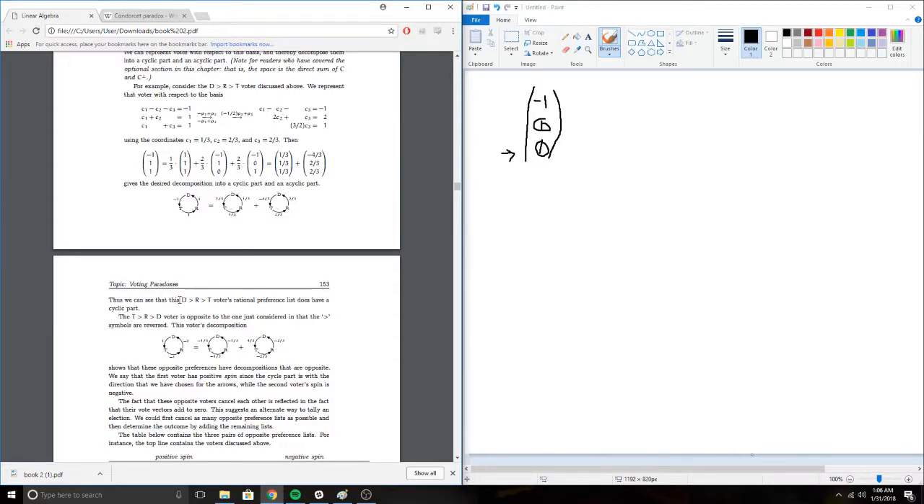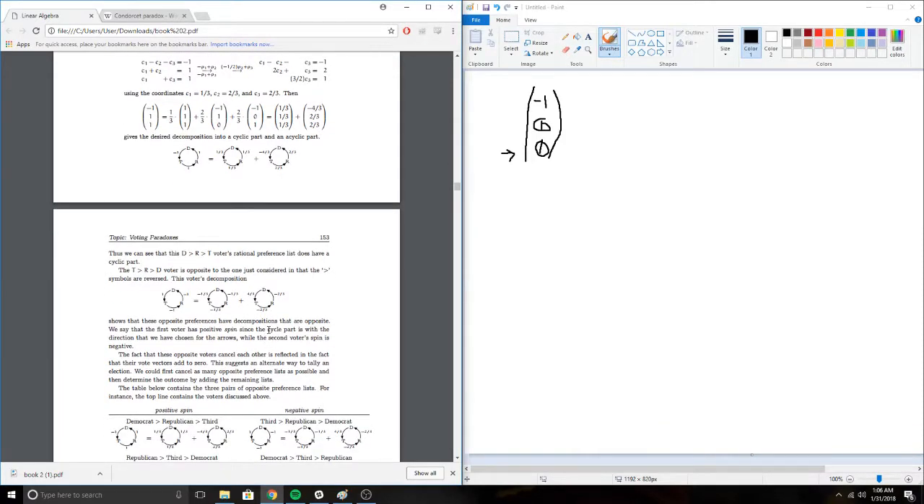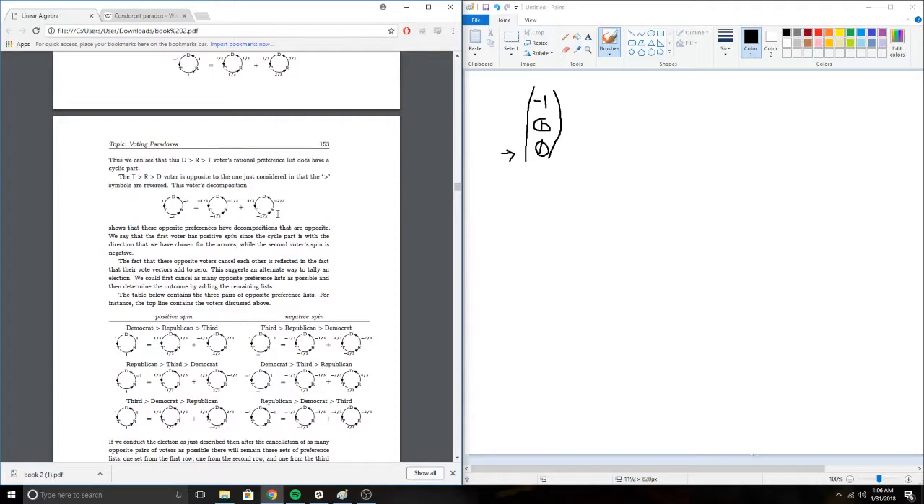So if we were to flip the preference order of this voter to T is greater than R is greater than D, all we have to do is multiply this entire equation by negative 1 as shown here, and the same proofs would hold true because it mathematically follows the basis.